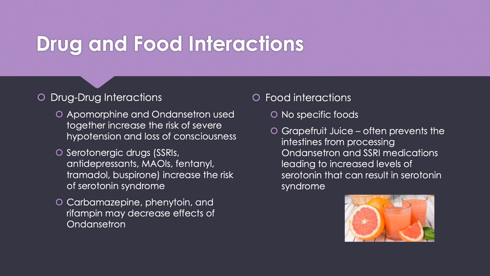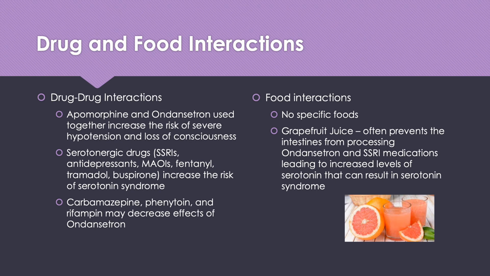Let's move on to drug and food interactions. So drug-to-drug interactions. Apomorphine and Ondansetron used together increase the risk of severe hypotension and loss of consciousness. Serotonergic drugs, which include SSRIs, antidepressants, fentanyl, tramadol, and a couple more I listed, increase the risk of developing serotonin syndrome, which I'll talk about. Carbamazepine, phenytoin, and rifampin may also decrease the effects of Ondansetron when taken together. As for food, there's really no specific food interactions or things to avoid.